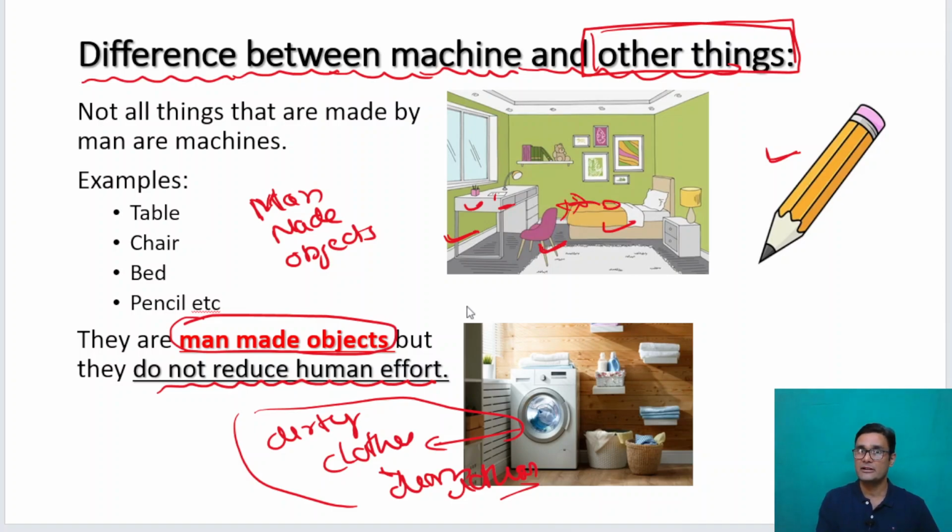If there is some work that you have to do, like carry some items from one place to another place, they do not help. They are helpful for us to do our other works, like sleeping, like lying down, like watching a TV, like writing down on the paper. But these are not machines. So these are man-made objects.